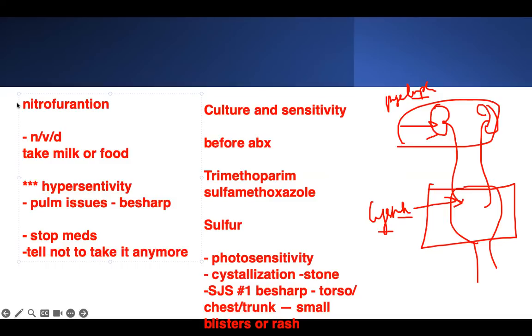Don't take it anymore. Never go near it. Okay? The other thing the board can ask you is that it's not good in pregnancy. So you can't take it in pregnancy. When you're pregnant, you cannot give it to them. What else?